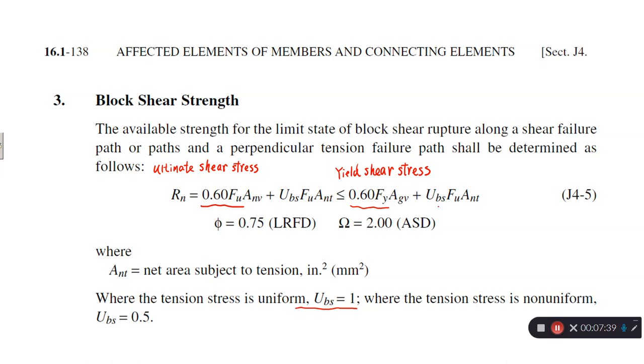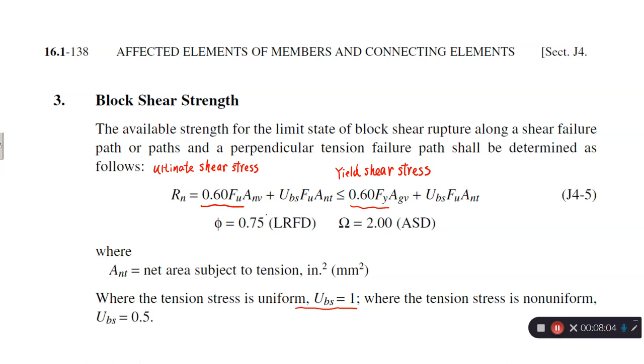Okay, and the second item is the same. So meaning that your block shear is the smaller of these two. So you have to compare the first two items. You have to compare 0.6 times Fu times ANV with 0.6 times Fy times AGV.